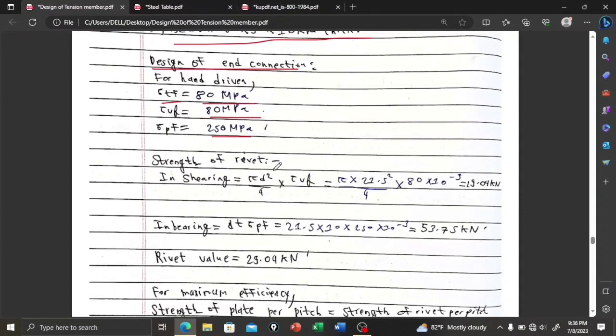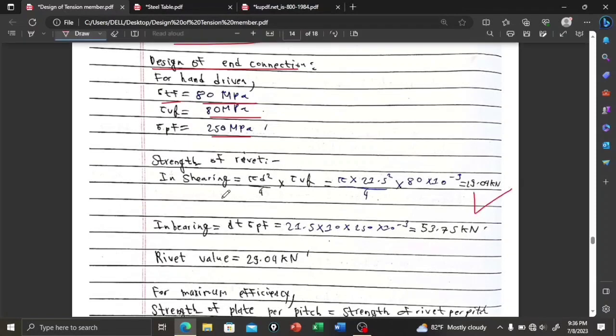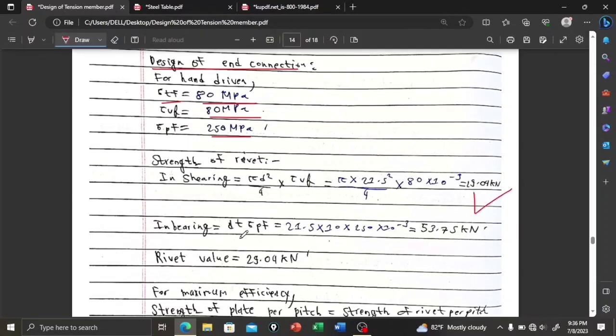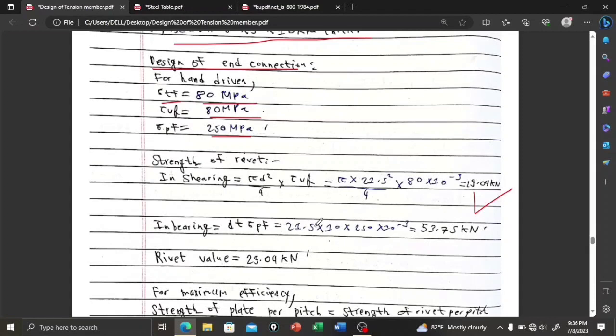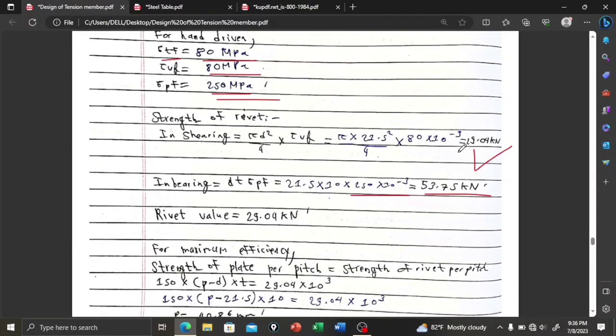So strength of rivet in shearing is pi d square by 4 into tau bf, that will be 29.04. Strength in bearing is d t sigma bf. D is diameter of hole, that is 21.5, t is thickness of angle, that is 10, and sigma bf is 250, divided by 1000 gives the answer in kilonewton, 53.75 kilonewton. Rivet value is the minimum of these two, that is 29.04.